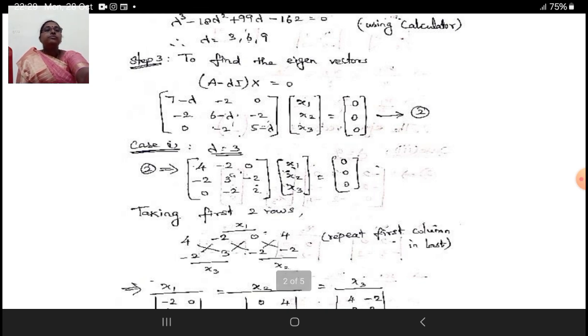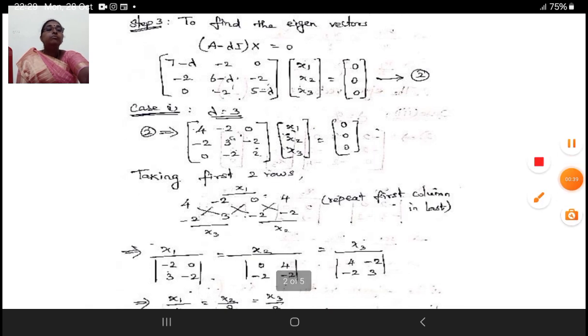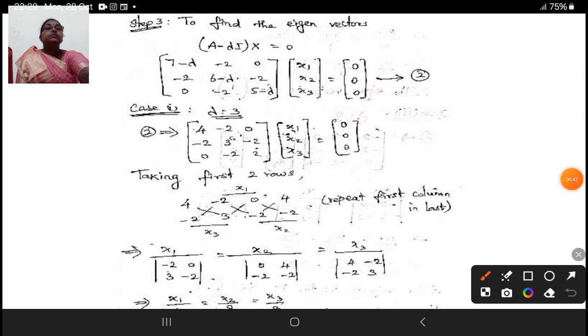Here we are calculating the eigenvectors. The general term for eigenvector is (A minus lambda I) into x equal to 0. After this, substituting the A matrix and minus lambda into the I matrix and multiplying, we get the final matrix in which only on the diagonal the minus lambda will come. So this way we got the A minus lambda I value, and x is x1, x2, x3, which is equal to 0, 0, 0. The equivalent matrix we wrote. So we are going to do this in three cases.